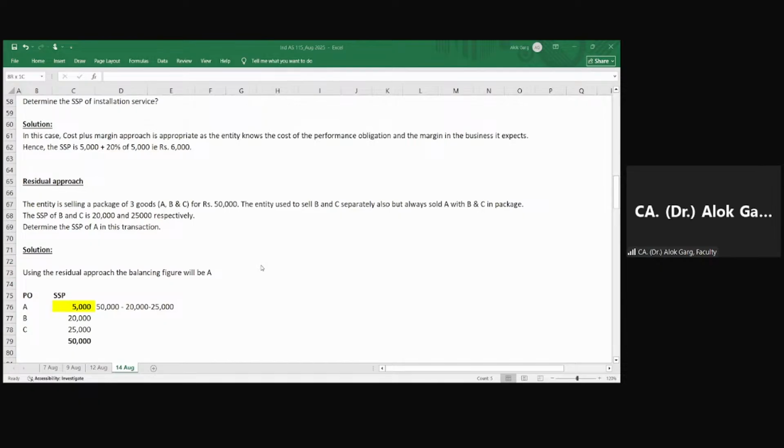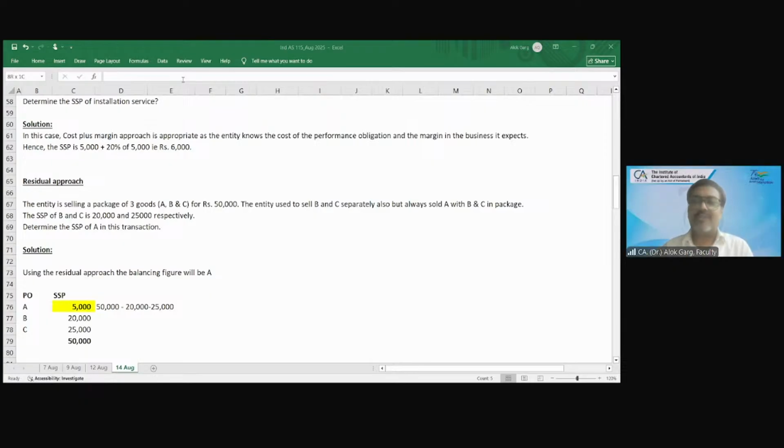What is the residual approach? The residual approach, as the name suggests, is the leftover, what remains. That is known as residual. The entity is selling a package of 3 goods, A, B, and C, for rupees 50,000. The entity used to sell B and C separately also, but always sold A with B and C in a package. So the entity has 3 combinations.